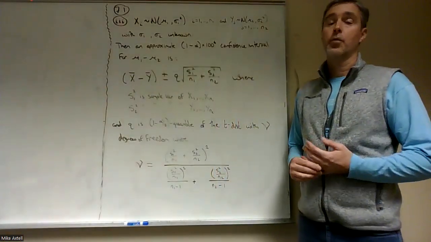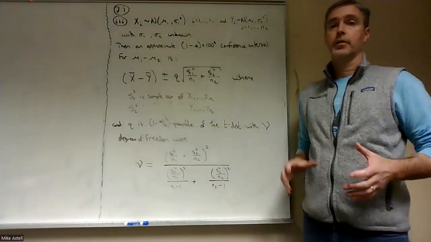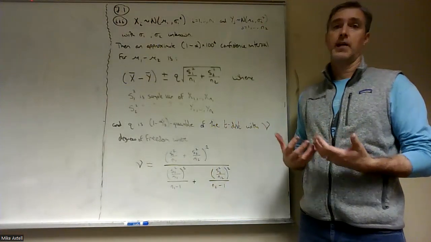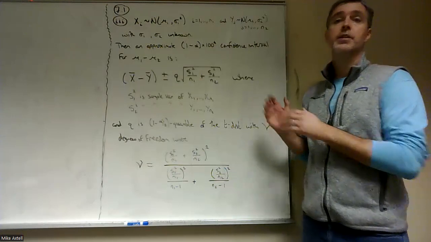All right, so this is the fourth and final video for section 7.1, wherein we're calculating three different ways of getting confidence intervals for data that came from a normal distribution. This is the third way.